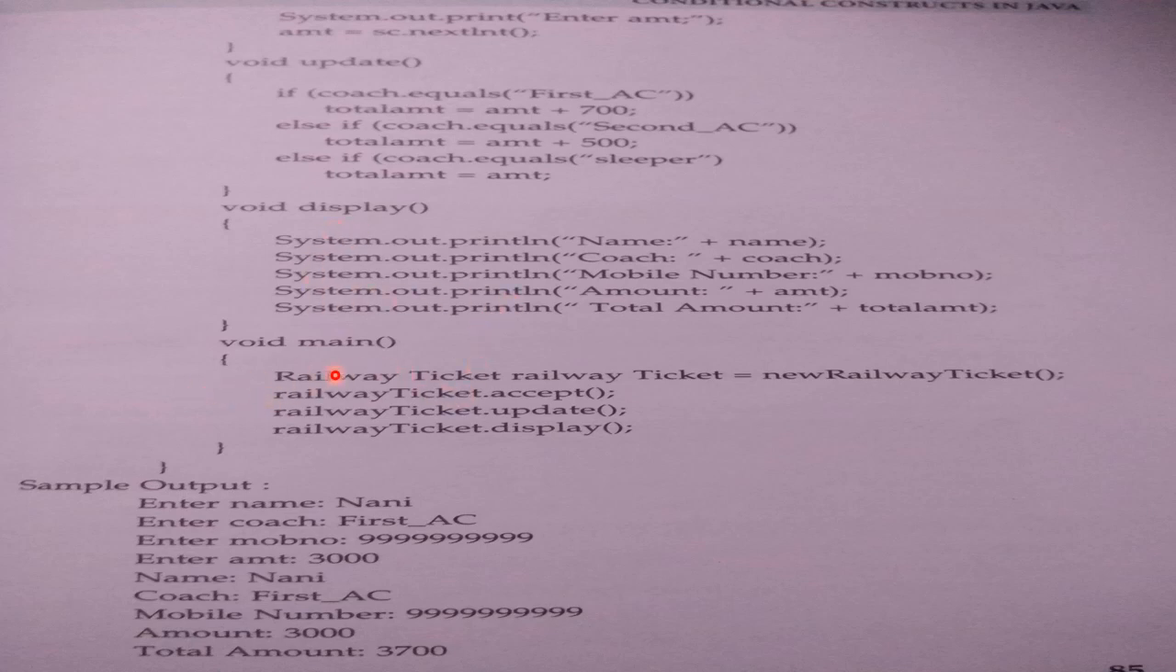Now in the last we will create the main function. In the main function we have to create the object. So first of all we will create the object. For which class do we have to create the object? Railway ticket. So first of all the class name, then the object name. What is the object name? Railwayticket. You can see the class name and object name look the same, but actually they are not the same.